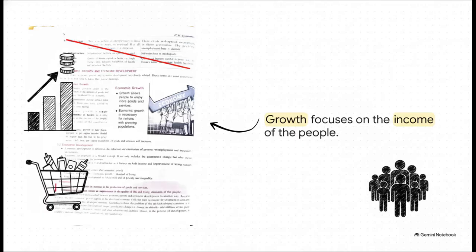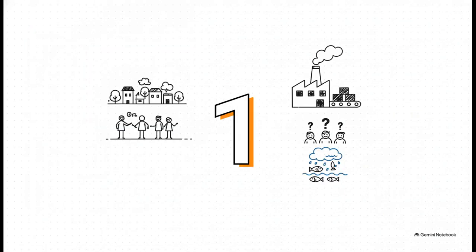And when you look at growth in practice, notice how the focus is intensely on the income of the people and the overall financial output of the nation. Now, growth allows people to theoretically enjoy more goods and services, and let's be clear, it is completely necessary for nations with growing populations to sustain themselves. But notice the key characteristic here. It's entirely single-dimensional. It only looks at the quantitative aspect of income, production, and output. It does not measure how that income is distributed or what it's actually being used for. It's all about that single dimension.